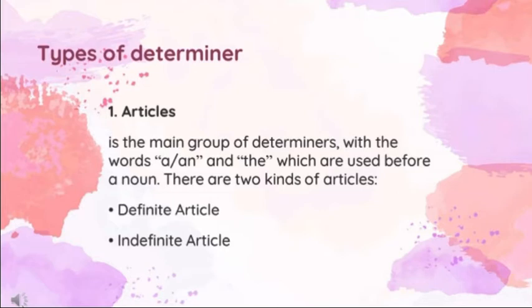Definite articles are those that point to a particular person or thing. It can be used in front of singular as well as plural countable and uncountable nouns. And indefinite articles are those articles that leave a person or thing undetermined or confused.